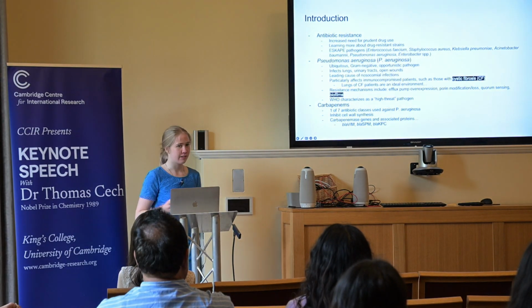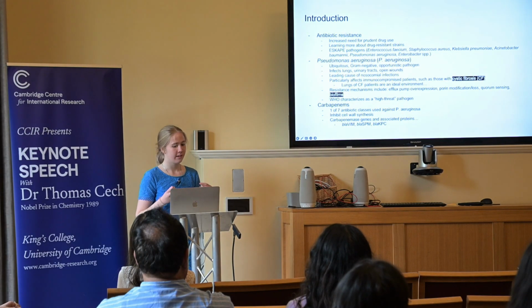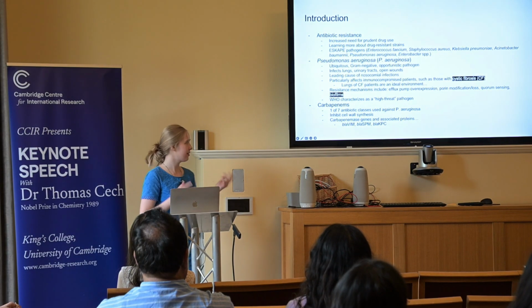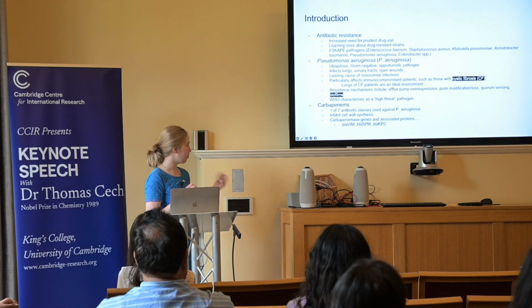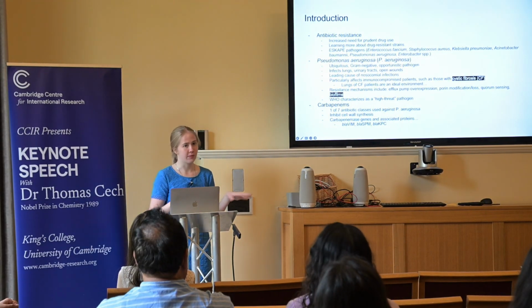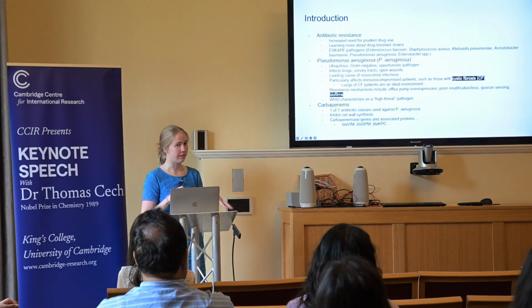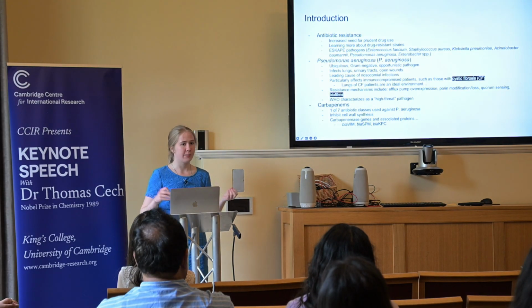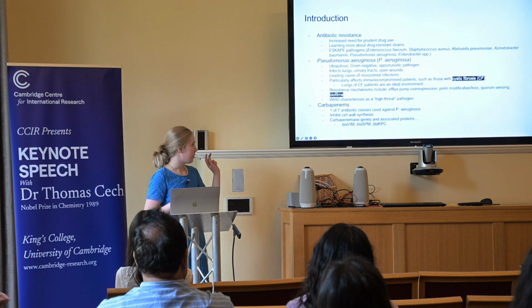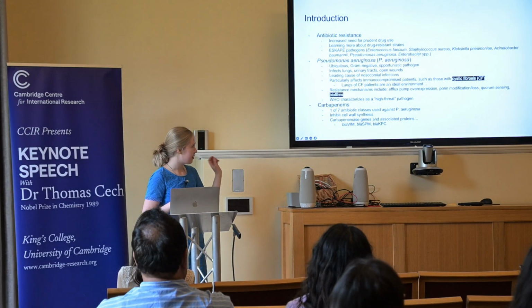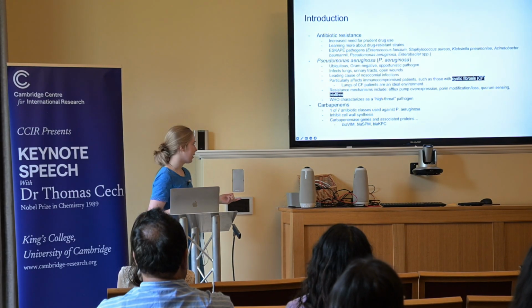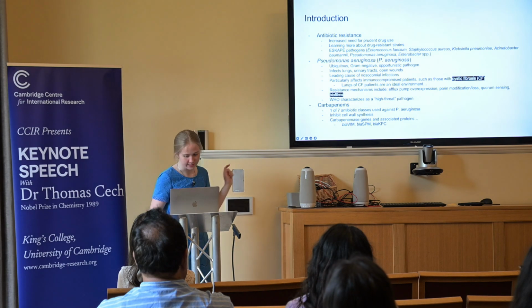Finally, carbapenems. We'll be talking about carbapenemases, which are enzymes that destroy this medication. Carbapenems are one of only 7 classes of antibiotics that can be used against P. aeruginosa infections, and they work by inhibiting cell wall synthesis. We'll be looking at these three carbapenemase genes and their associated proteins, BLA-VIM, BLA-SPM, and BLA-KPC.